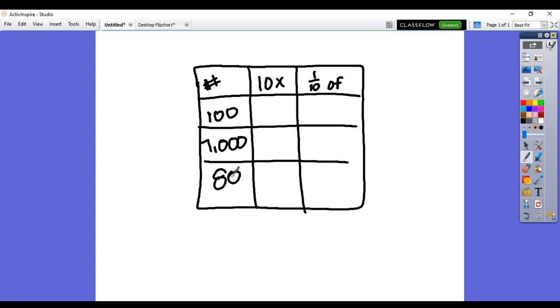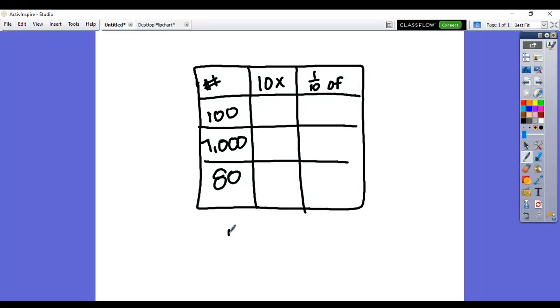So I want you guys to pause the video here and try to figure this out on your own, and then when you're finished, unpause it and keep watching to see me go over it. All right, so right here we have number 100. So we're going to focus on this line right now. So the number 100, we want to figure out 10 times as much as 100 is going to go here.